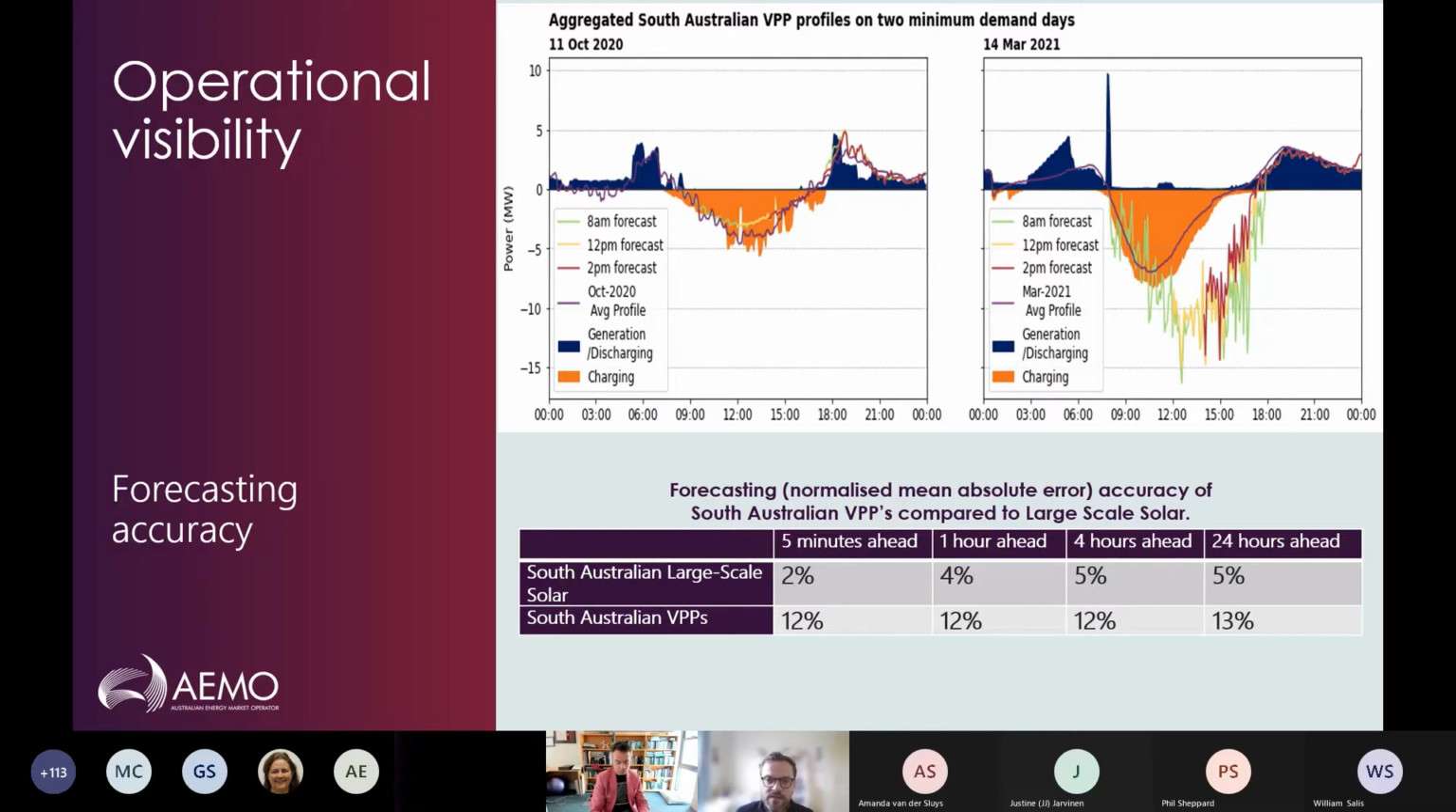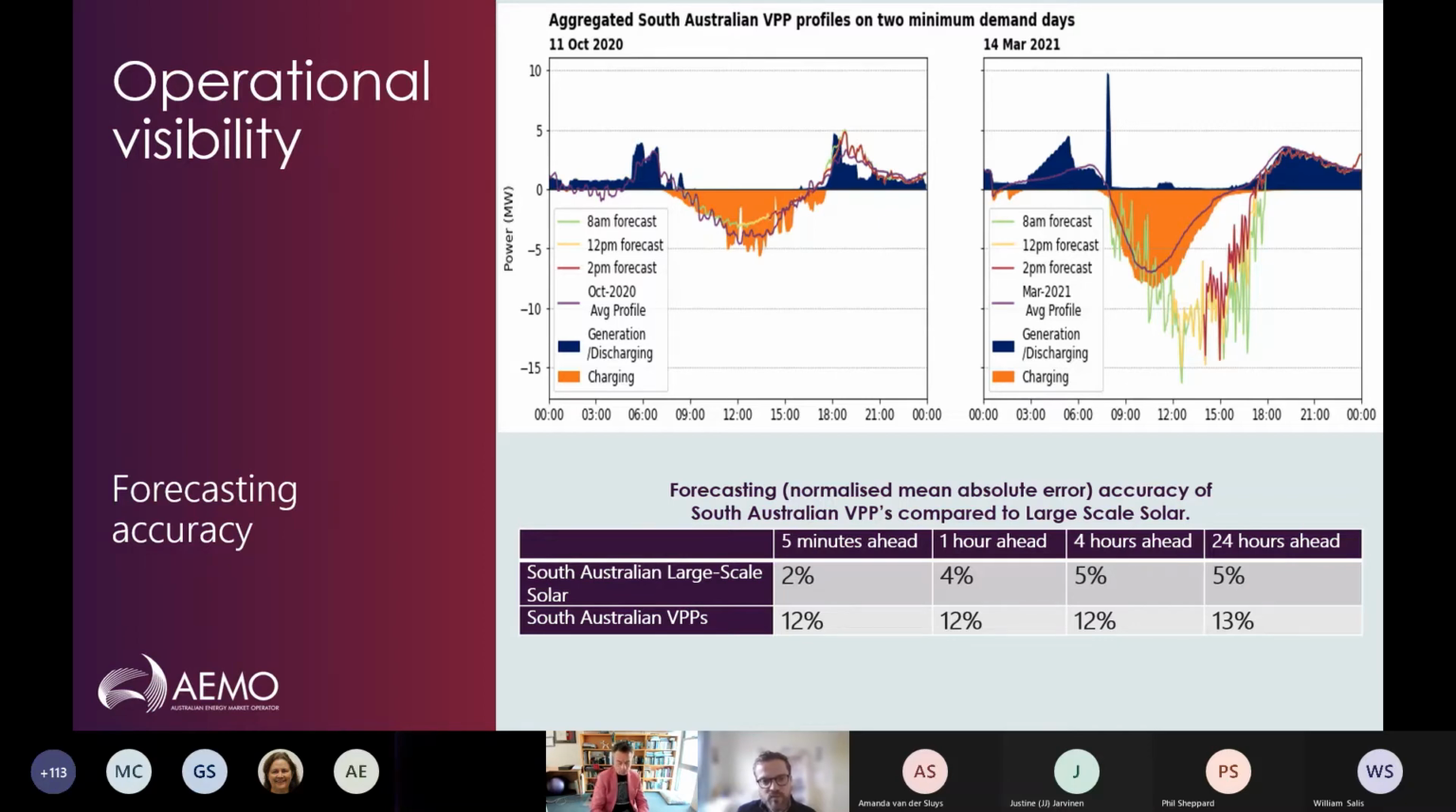Now, as VPPs scale in capacity, the level of forecasting error could have implications for how we manage the supply-demand balance. So thinking of VPPs at very large scale, this table down the bottom here shows the mean absolute error of the SA VPPs compared to large-scale solar. So large-scale solar is much easier to forecast. They typically have up to 5% error, and when it's 5 minutes ahead, that error is much reduced.